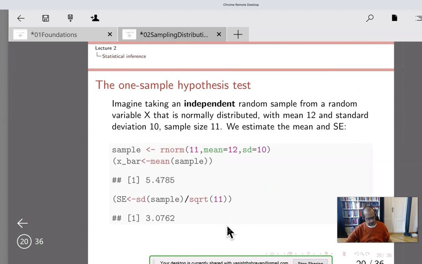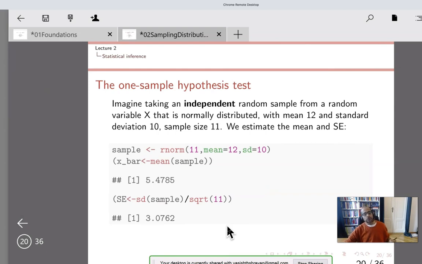Okay. So now imagine that you take a random sample where each data point is independent from every other data point. So that's what I mean by independent random sample from some random variable. Let's assume that random variable has a normal PDF associated with it, with some mean and standard deviation. So let's say 12 and 10. And let's say our sample size is 11. Okay, so I just came up with some numbers. It doesn't matter what they are.